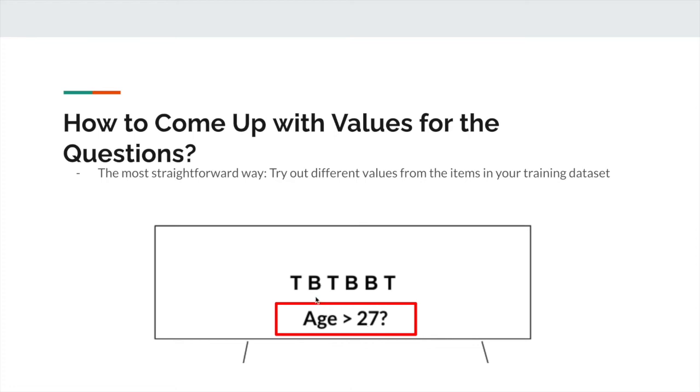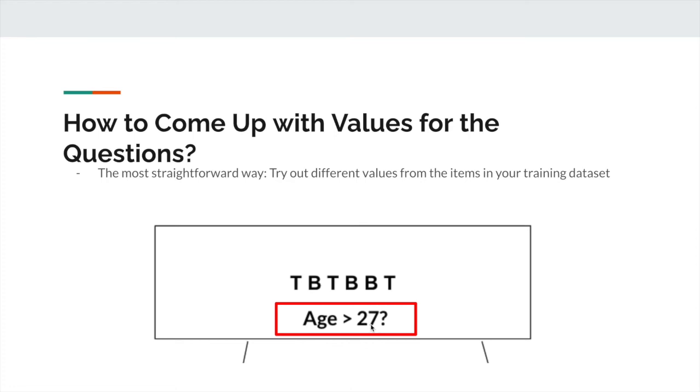So if one of these basketball players, let's say this is your training set, has a height of 6'1", has an age of, let's say, 28, you try out 28. And let's say another one of the basketball players has an age of 23, so you try out 23. And not just basketball players, but also the tennis players, you try out all their ages here, and then find out which value is the best to ask.